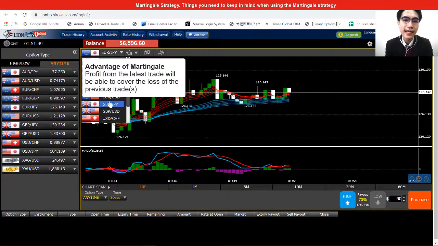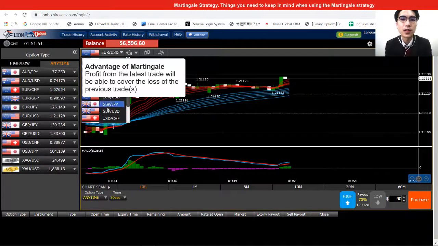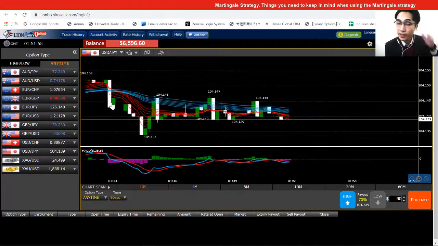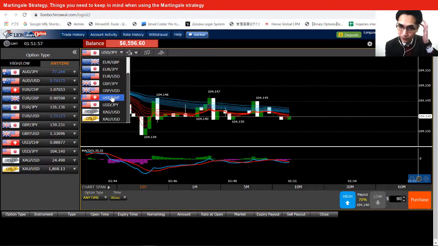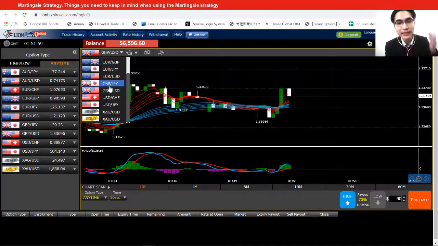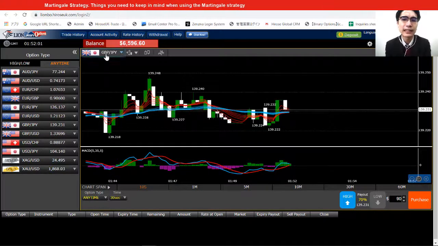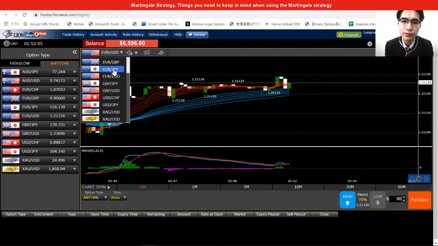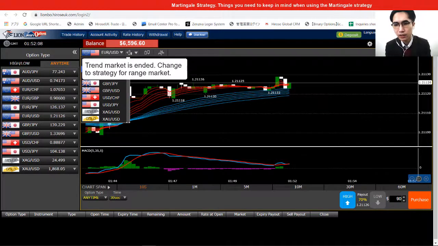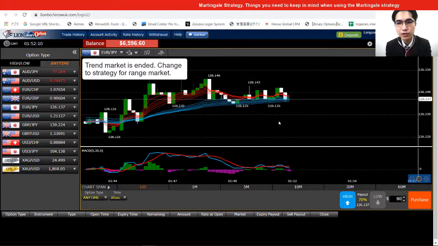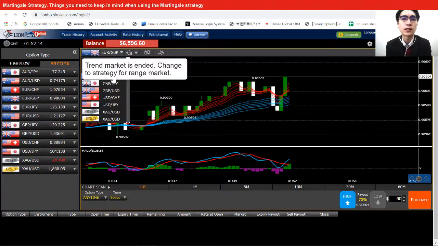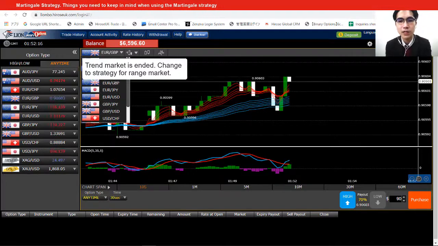So well, it was ended and it was in profit. So just looking for other currency pairs, see if it's in the trend market. So it seems like the market is now the trend is ended and most of the currency pairs are now in range. So let me change this strategy to a range market trading strategy, and then I will show you another example of the Martingale strategy.